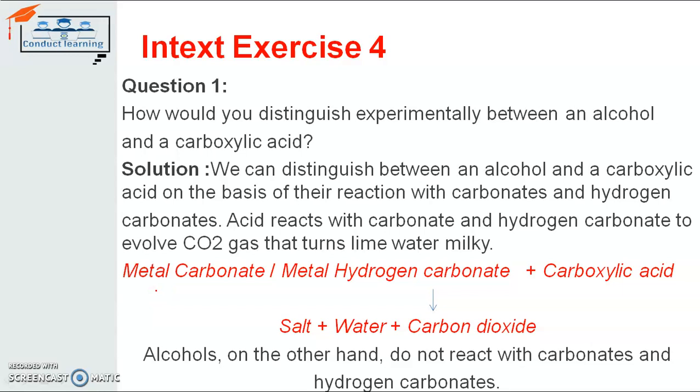Next question is, how would you distinguish experimentally between an alcohol and a carboxylic acid? The alcohol and carboxylic acid are basically distinguished by their reaction with carbonates and hydrogencarbonates. Basically, alcohols do not react with any carbonate or hydrogencarbonate, right? But a carboxylic acid, when it reacts with the carbonate or hydrogencarbonate, always gives us salt, water and carbon dioxide. So this is the difference between the alcohol and carboxylic acid, and we can distinguish the two through this experiment.